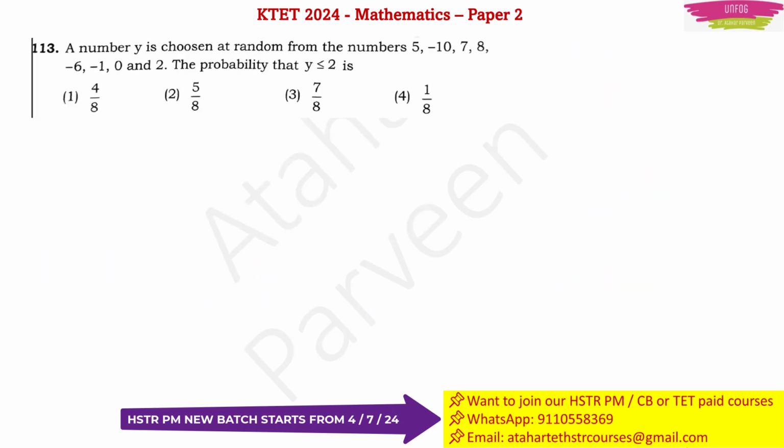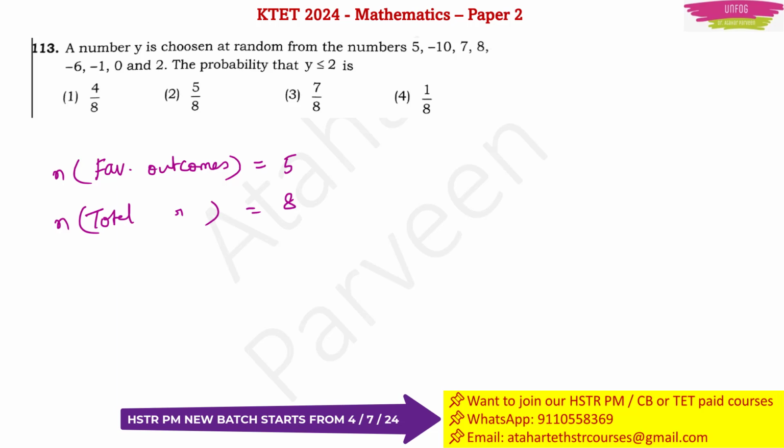Next question. A number y is chosen at random from the numbers 5, -10, 7, 8, -6, -1, 0 and 2. The probability that y is less than or equal to 2 is. So here our number of favorable outcomes will be 5, because less than or equal to 2, right? See here: -10, -6, -1, 0 and 2. These are our favorable outcomes, which number 5 here.